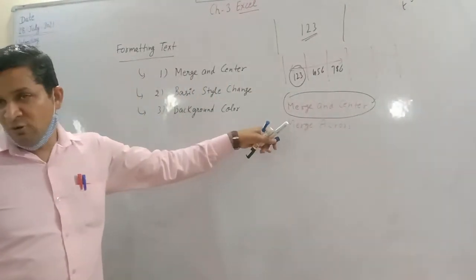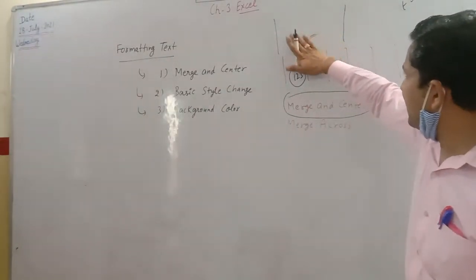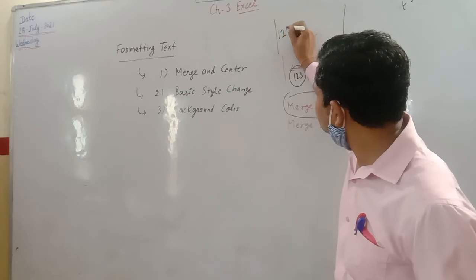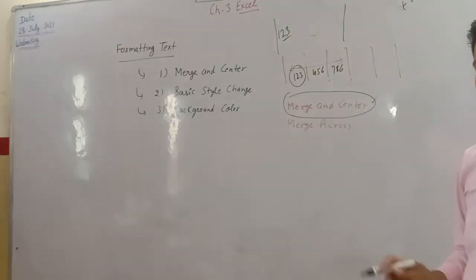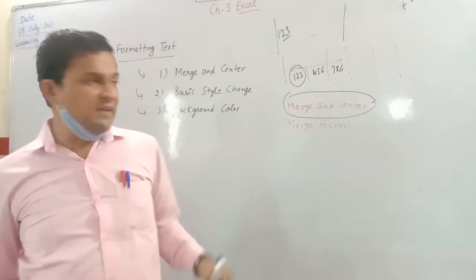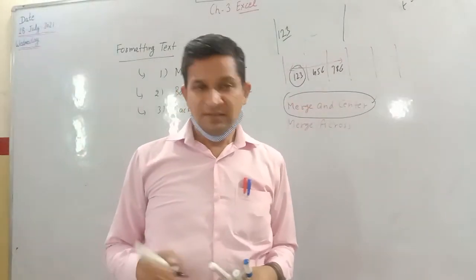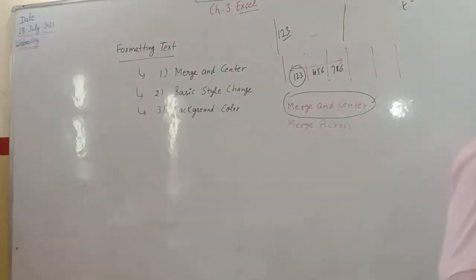In case of merge across, it will merge all the values and display it on the left side. This is the difference. Merge across will start to write from the left side. Merge and center will merge the values and display in the center position of the cell. This is the difference between the merge and center options.